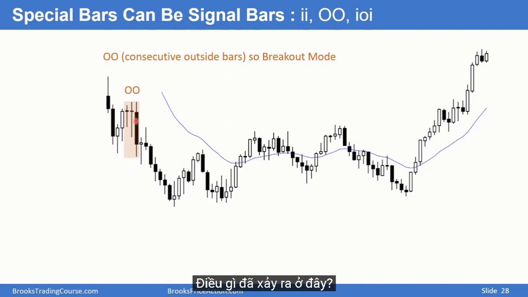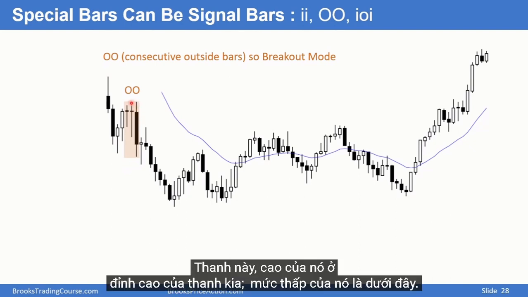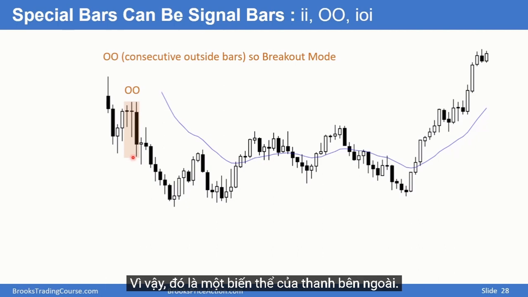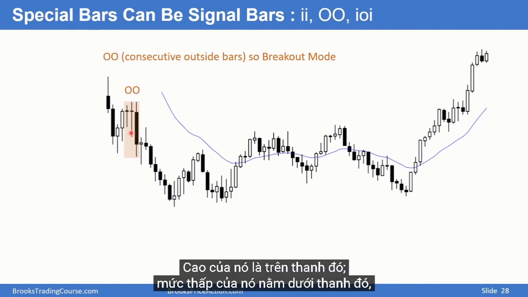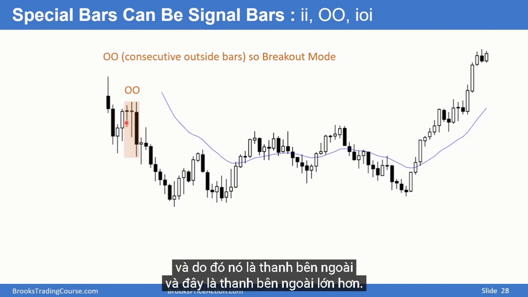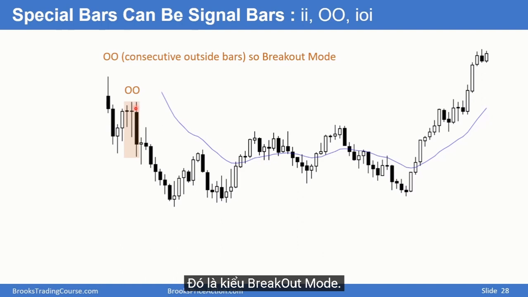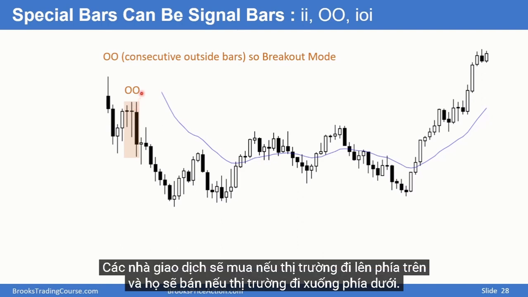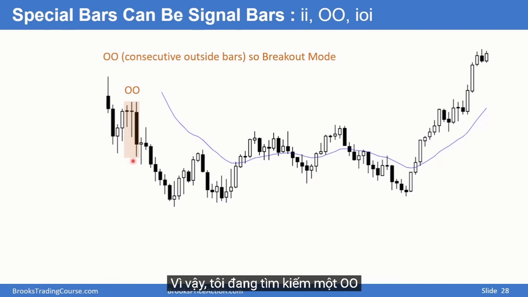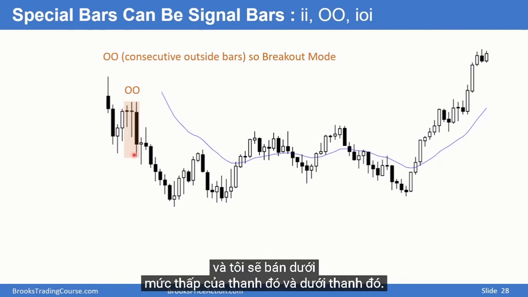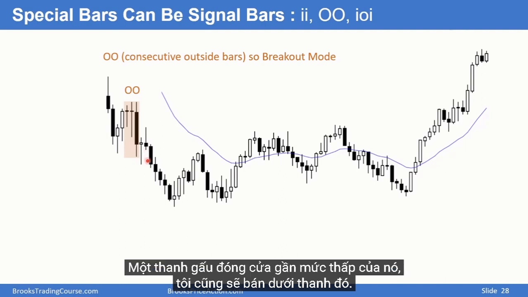And what took place here? This bar, its high is at the high of that bar, its low is below. So that's a variation of an outside bar. And look at the bar before it, this bar. Its high is above that bar, its low is below that bar, and therefore it's an outside bar. And this is a bigger outside bar. So outside, outside, consecutive outside bars. It's a breakout mode pattern. Traders will buy if the market goes above, and they'll sell if it goes below. So I'm looking for an OO, and I would sell below the low of that bar and below that bar. A bear bar closing near its low, I'd sell below that bar as well.